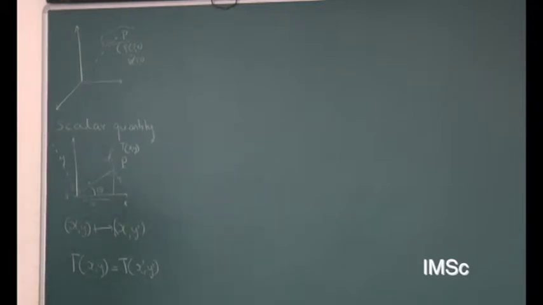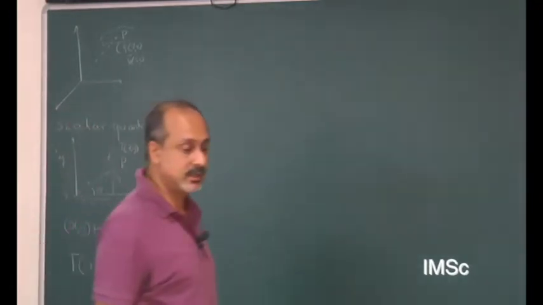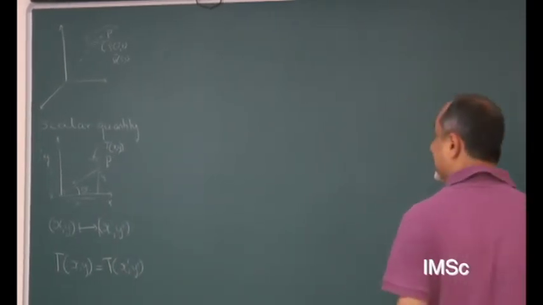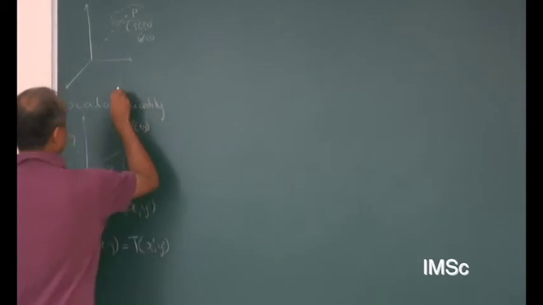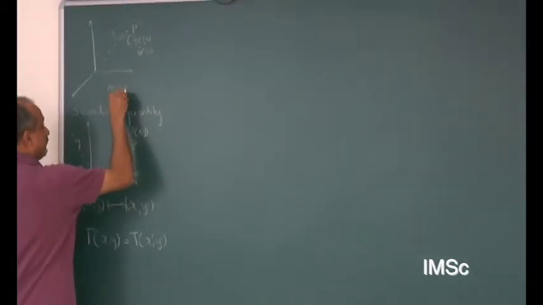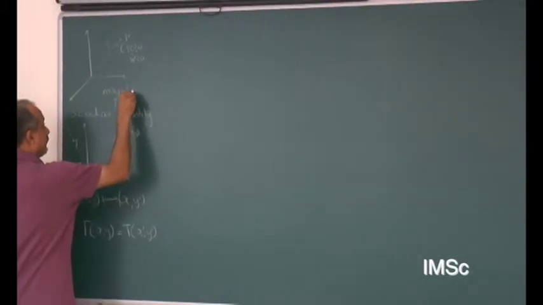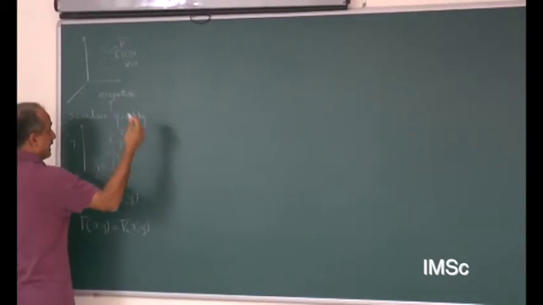Because it's a scalar, it is only magnitude. There is no direction with this quantity involved. Therefore, provided I'm looking at the same point, the number that I associated with that point should be the same, irrespective of whatever coordinate system I wind up using. Okay? So these are scalar quantities. They have a magnitude. So they have a value.